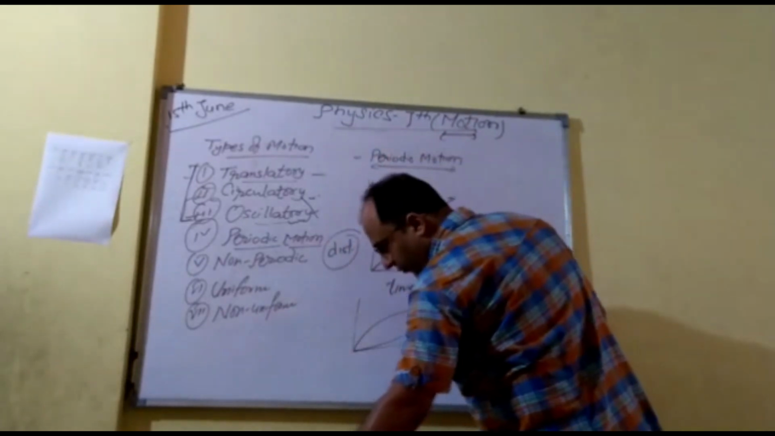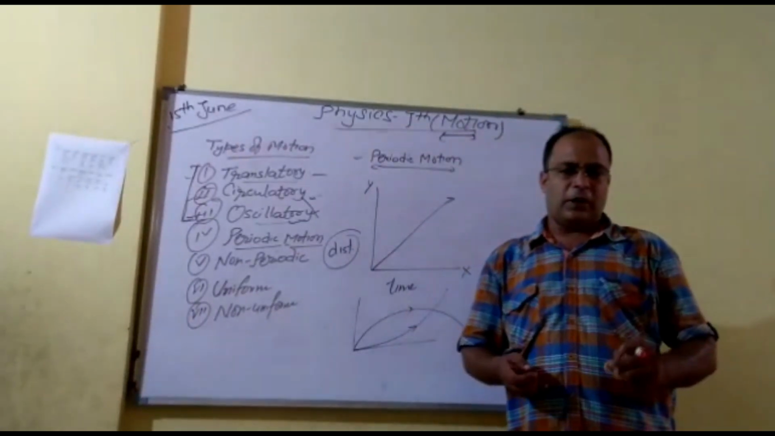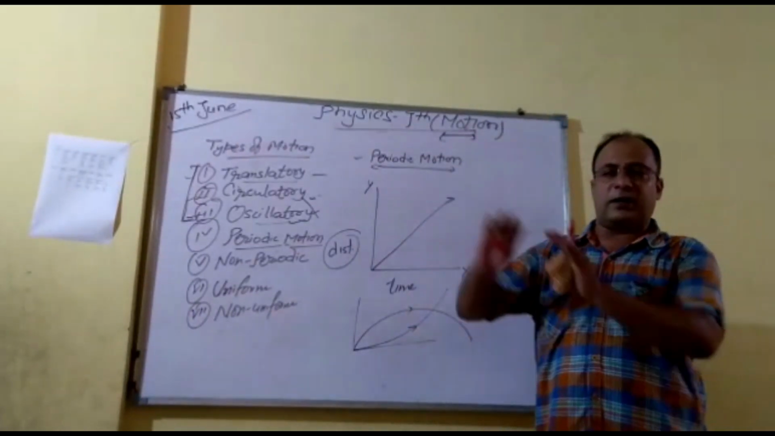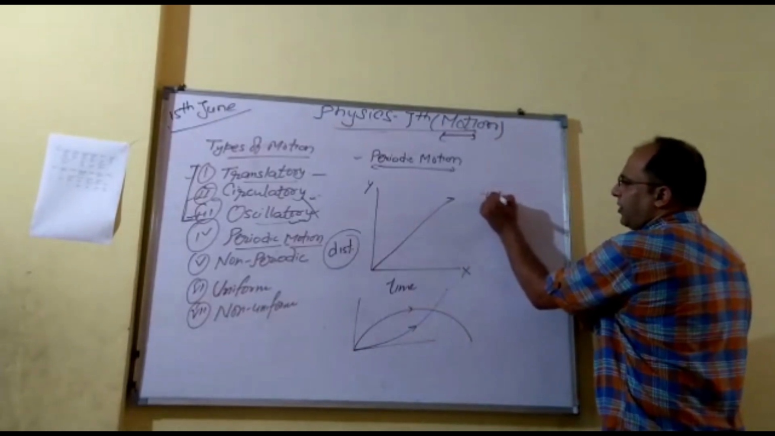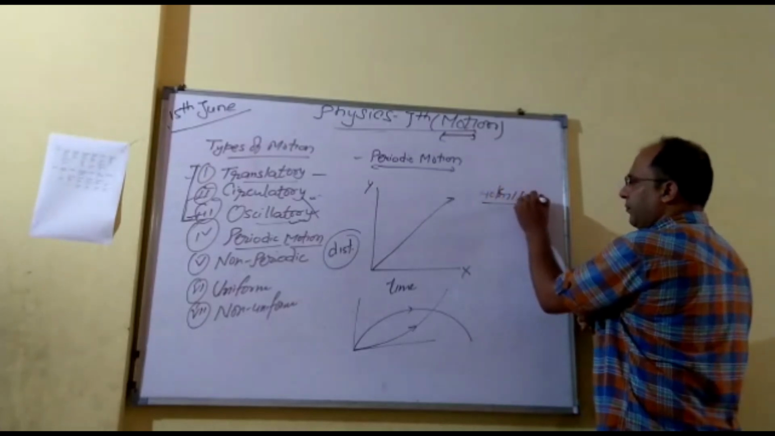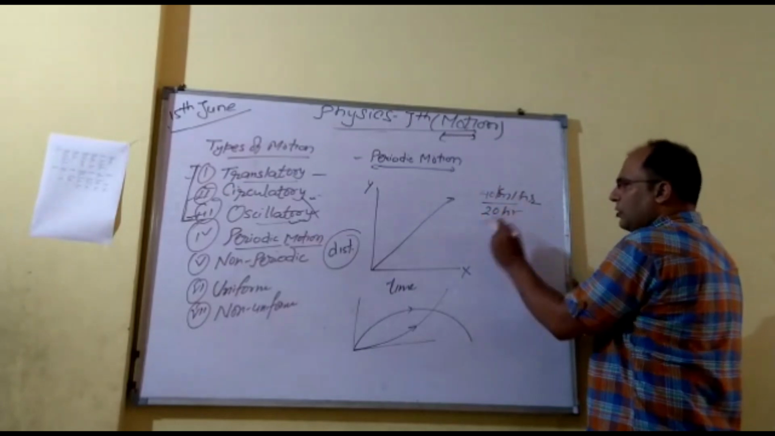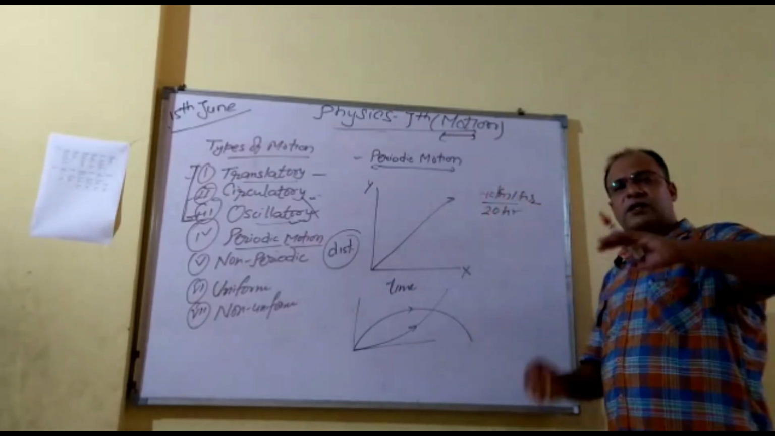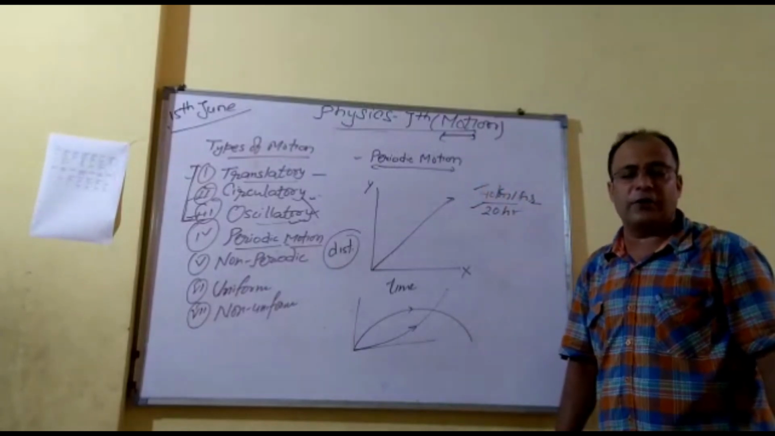So now, uniform and non-uniform. Suppose you accelerate the car at a certain speed. Every time at the speed of 40 kilometers per hour you are moving, for 20 hours. So it's continuously the same. Such kind of motion is called uniform.